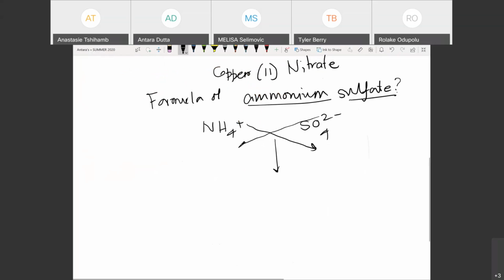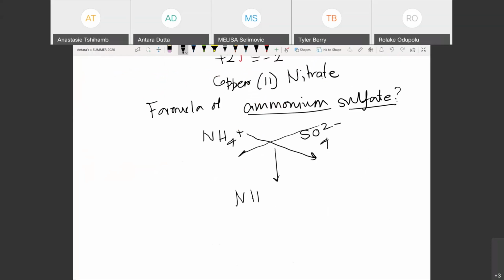Okay. Now what should I write? NH4. And then how should I write this 2? You have to put a parenthesis and then 2. You cannot just write 2 hanging from NH4. So you have to put a parenthesis and then 2 and sulfate. Because sulfate is getting charge 1 plus, we don't write 1, so it is fine. Are you guys okay?